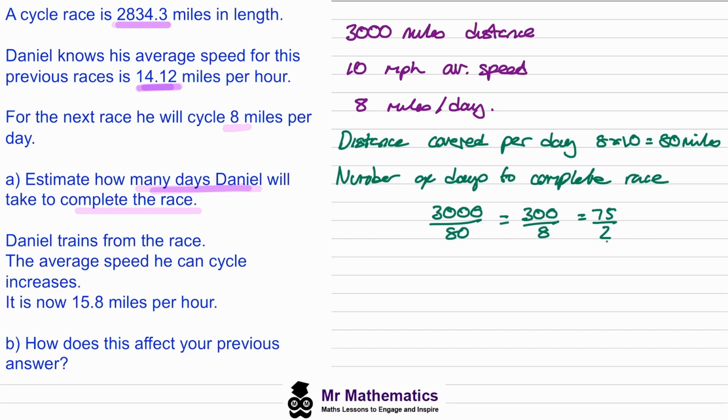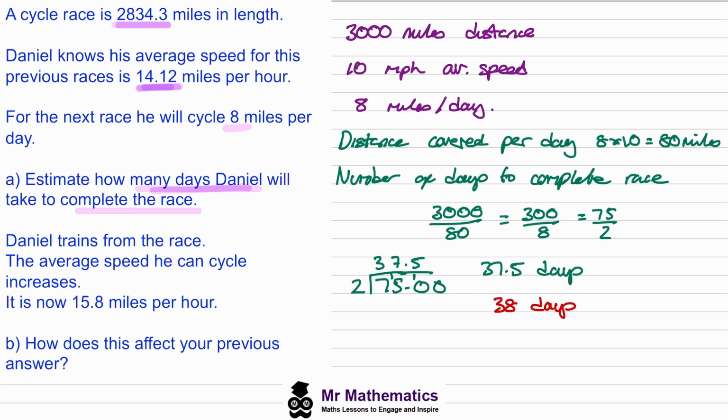And we can work out 75 over 2 using the box method. 2 into 7 goes 3 times with 1 left over. 2 into 15 goes 7 times. We'll carry that 1, and that'll be 37.5 days. So we'll round this up and we'll say 38.